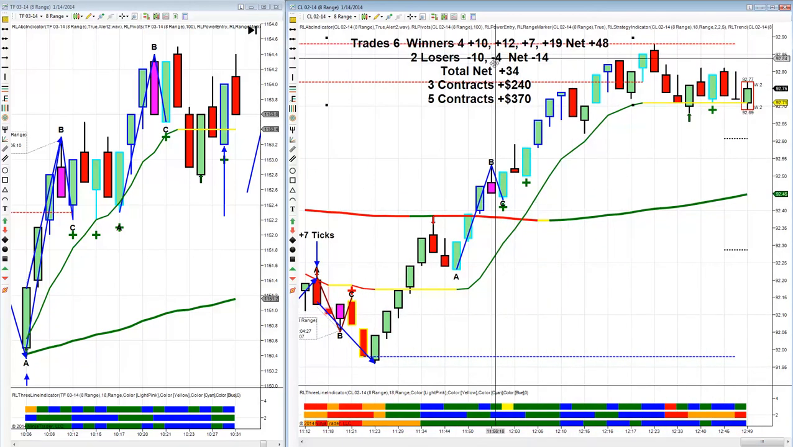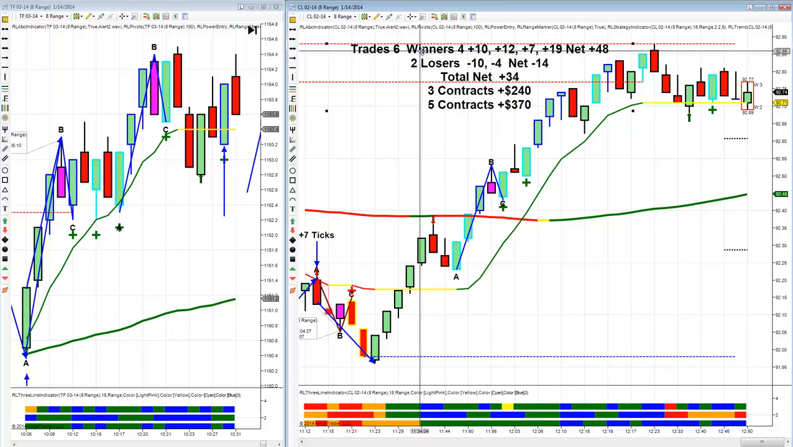We had 6 trades, 4 winners: plus 10, plus 12, plus 7, plus 19, for a net positive tick total of 48. We had 2 losers. That one minus 10, my first full loser in 17 trades that I took into news. We had the -4 on that power bounce with the modified 15 coming right down into the trade, for -14. Net positive tick total of 34.